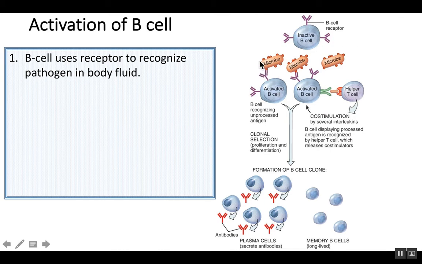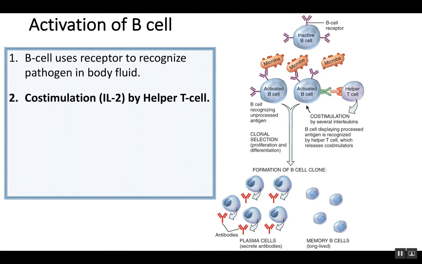So when there's a microbe present in a body fluid and a B cell recognizes it using its B cell receptor, so here's the microbe, here's the B cell, it's got a receptor that can identify that little part of the microbe. That little part is often called an epitope. An epitope is the exact, usually amino acid sequence that an antibody can bind to, can stick to, and recognize.